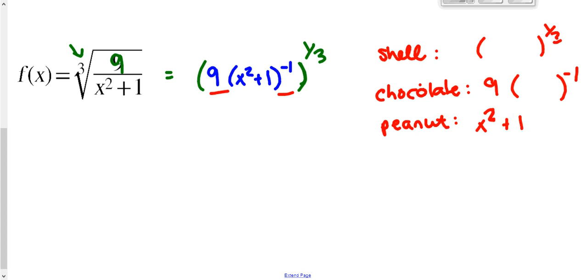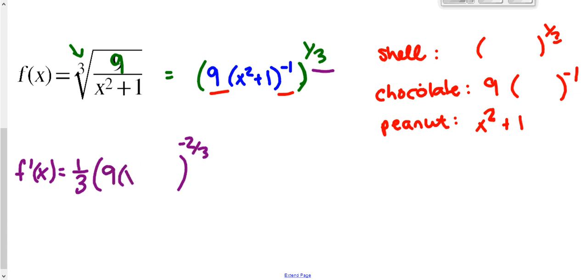So let's take the derivative of this. All the way on the outside is the 1/3 power. So we take the derivative by bringing the 1/3 down and subtracting 1 from the exponent, so we get a -2/3. And what's in the parentheses stays. We do not change it at all. It is 9 times x squared plus 1, all to the -1st power. So there's our first derivative, and we are done with that. We can move on to the next one.